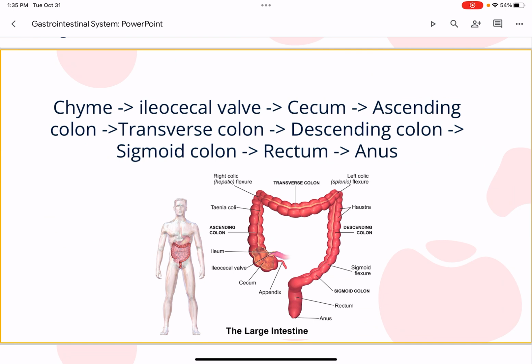This is the path that the chyme takes through the large intestine. So chyme, ileocecal valve, cecum, ascending colon, transverse colon, descending colon, sigmoid colon, rectum, anus.